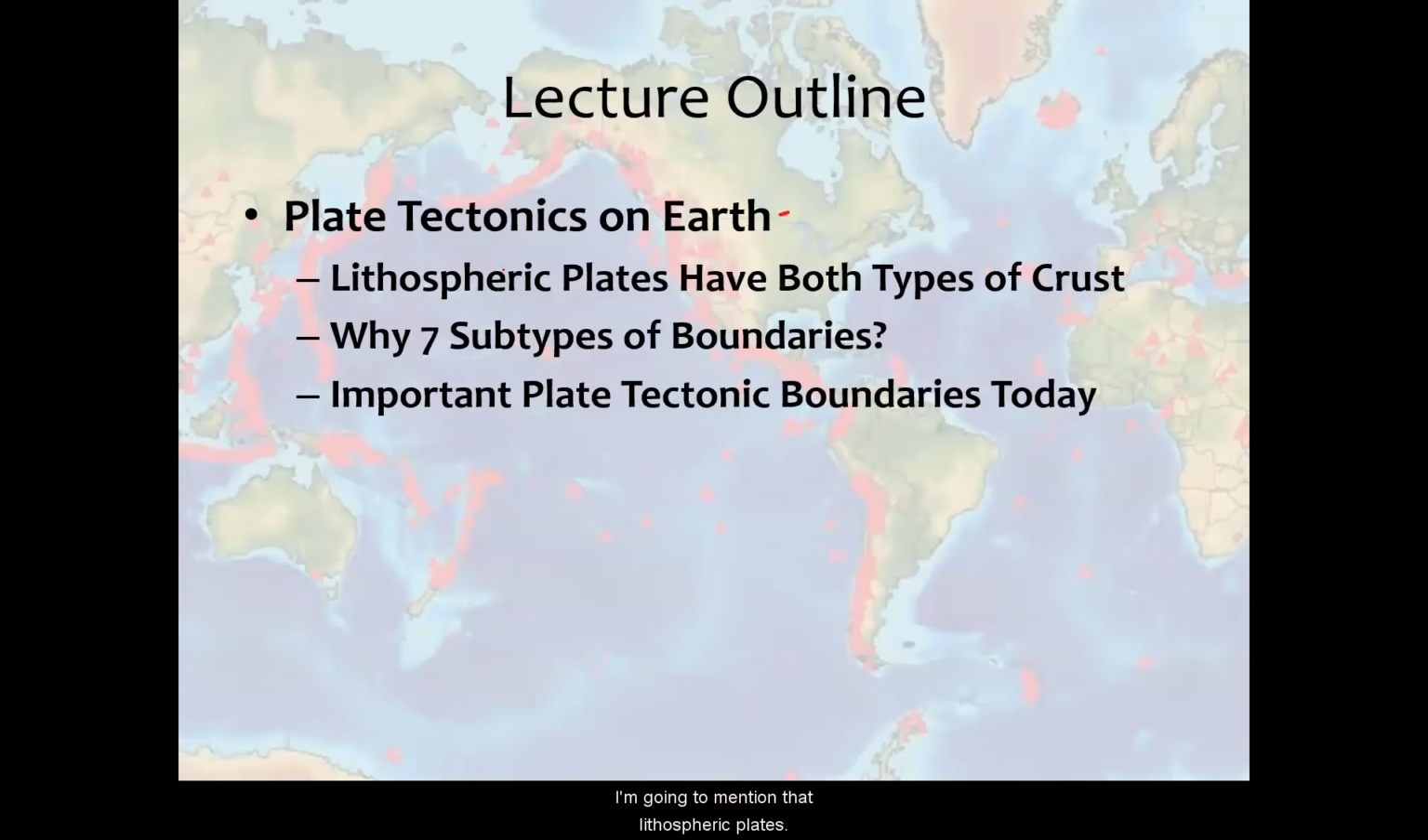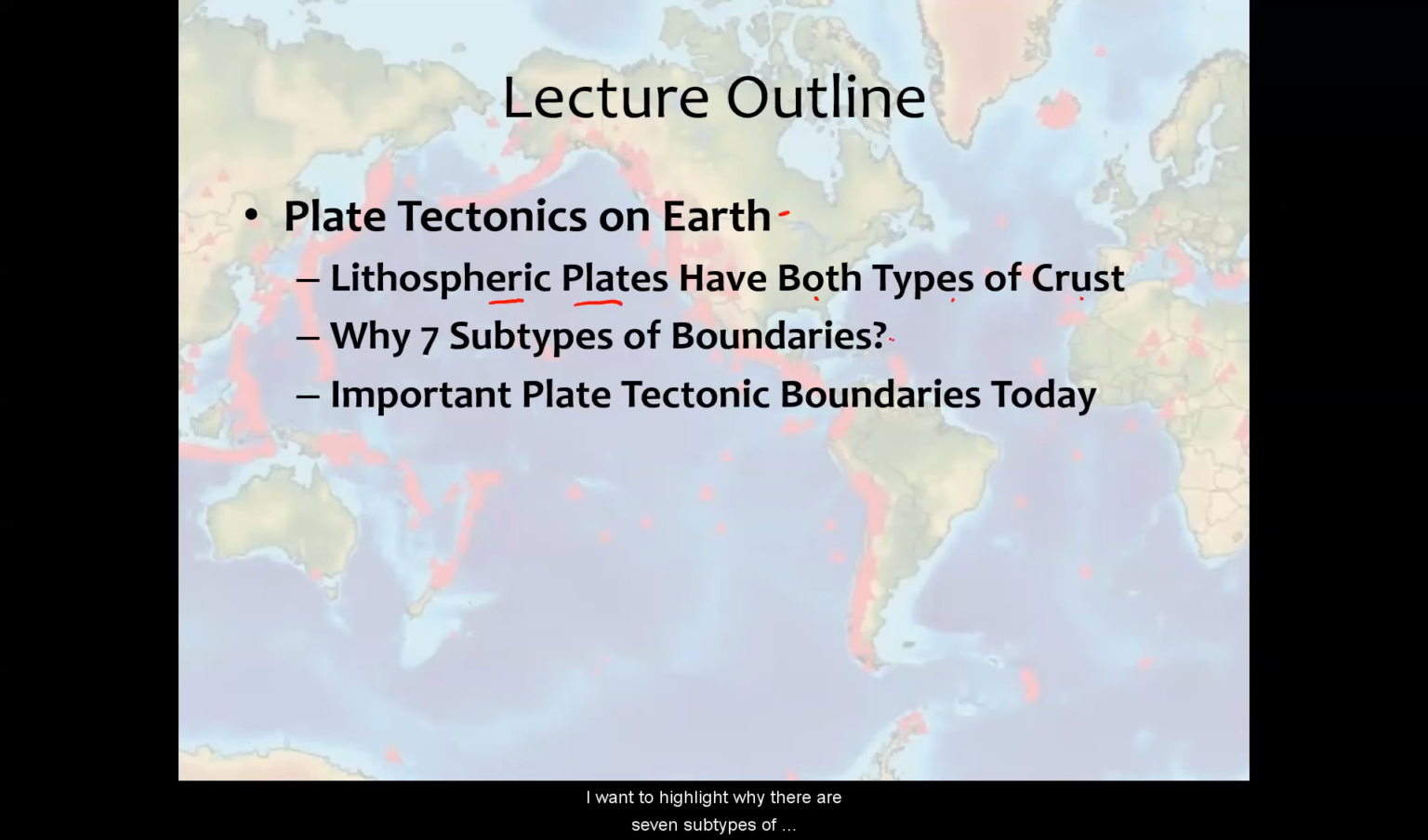I'm going to mention that lithospheric plates, we might also say tectonic plates, refer to the same thing. This just highlights that it is the lithosphere that makes up the plate, so that's the crust and the very upper part of the mantle, and that each plate on Earth, each tectonic plate or lithospheric plate, can have both types of crust on it simultaneously. So a plate often will have both continental and oceanic crust on it.